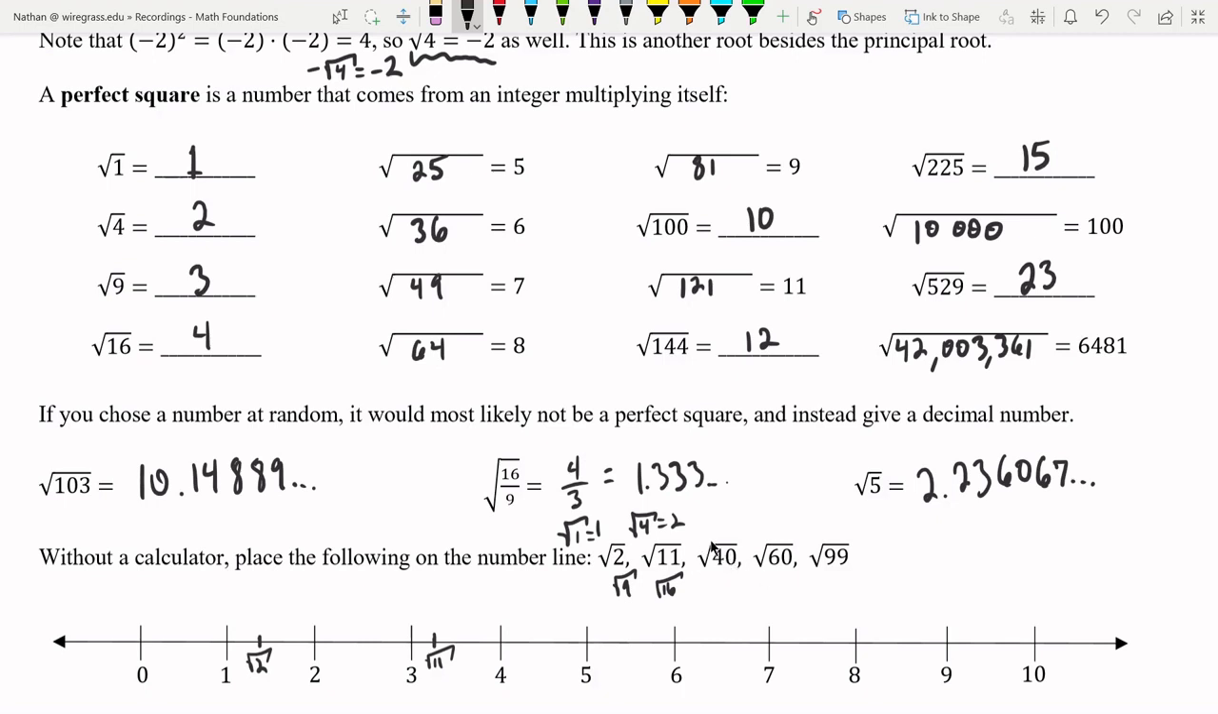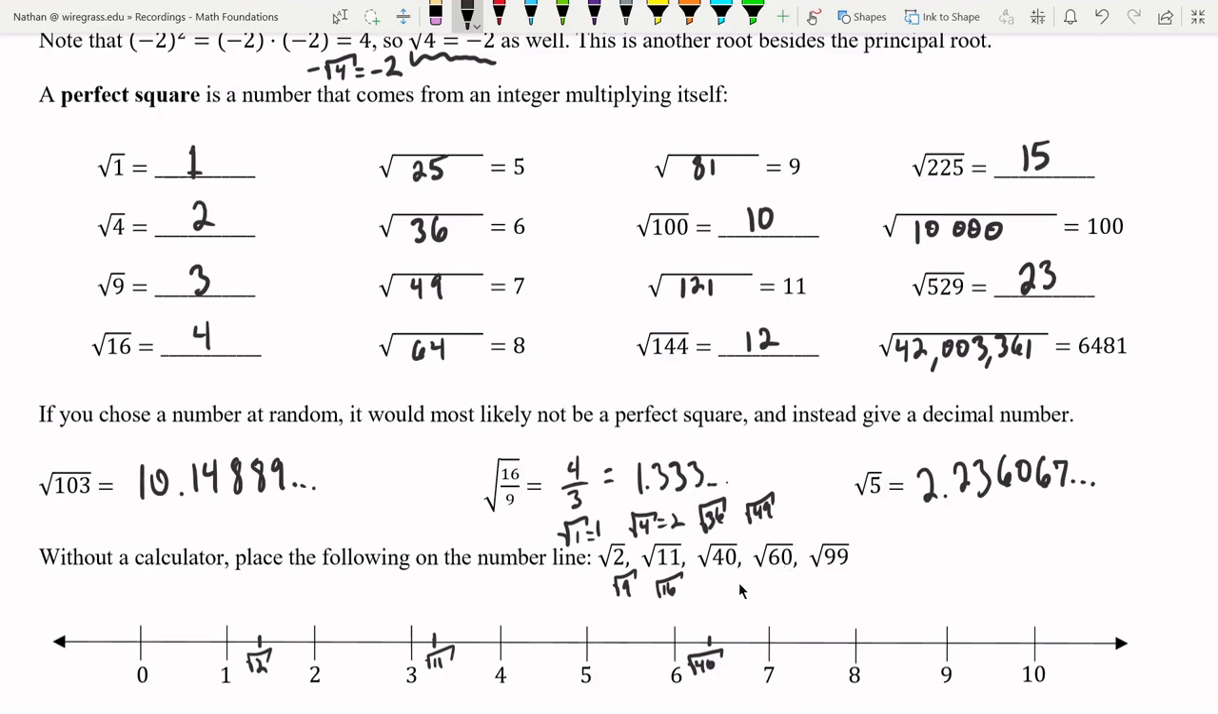The square root of 40 is between the square root of 36, which is 6, and the square root of 49, which is 7. So the square root of 40 is going to be between 6 and 7, and it's probably going to be somewhere on this end here. Somewhere around there.